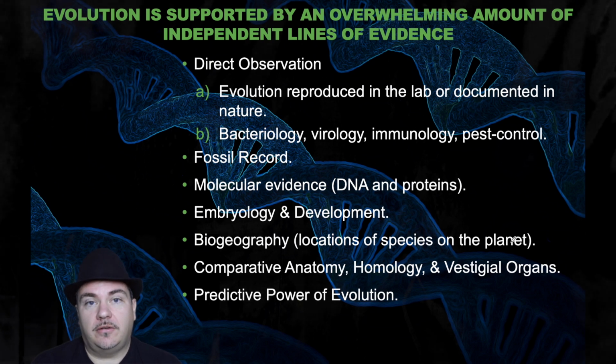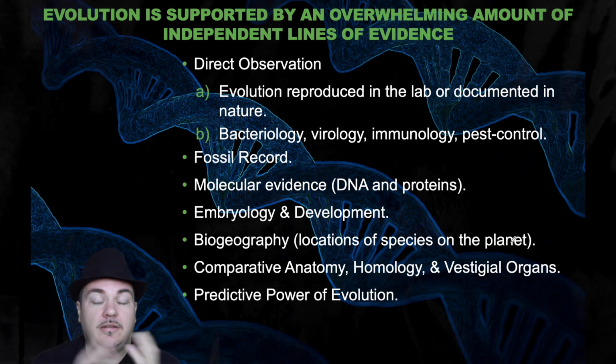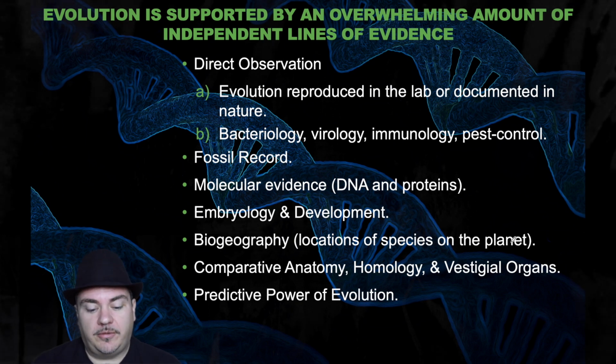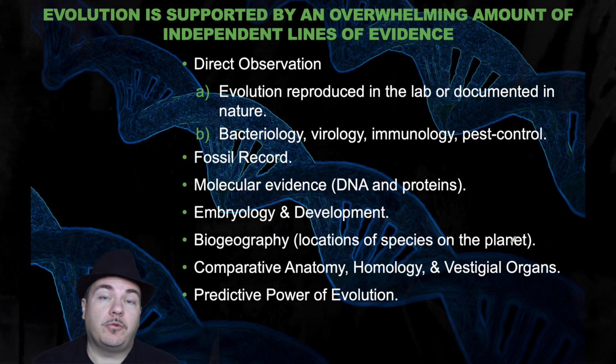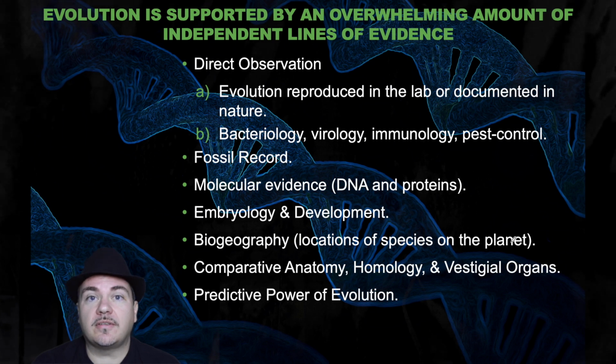The fossil record, molecular evidence, which is DNA and protein sequences. Something I didn't talk about today, embryology and development. Biogeography, which is different organisms living on different parts of the planet. Comparative anatomy, homology and vestigial organisms. And something I didn't talk about, which is the predictive power of evolution. So since evolution is a theory, it can make predictions, and we can test those predictions.